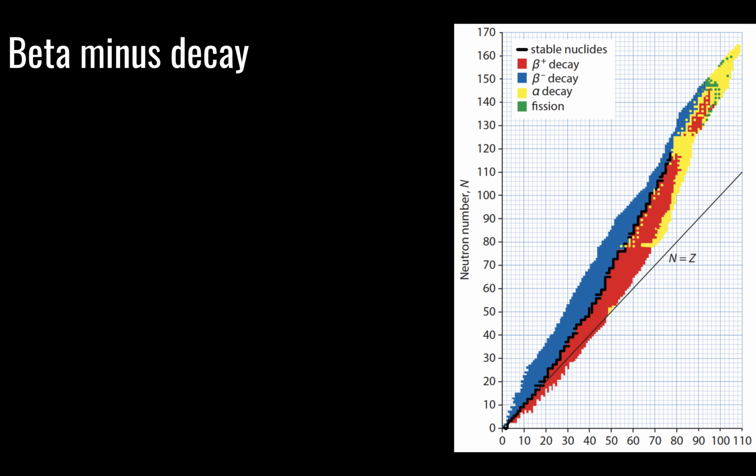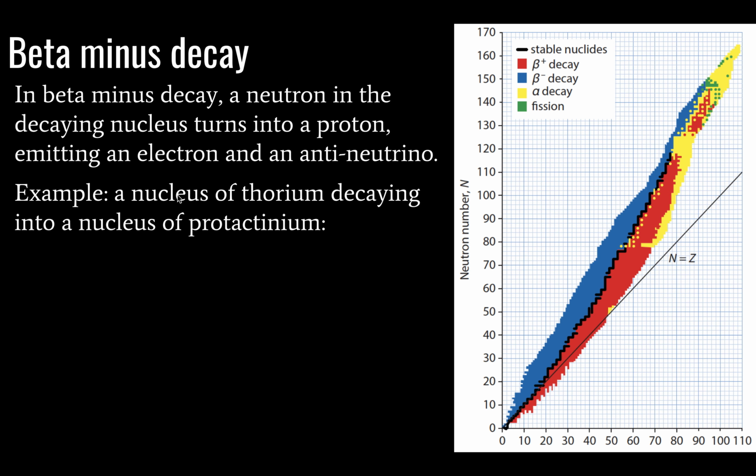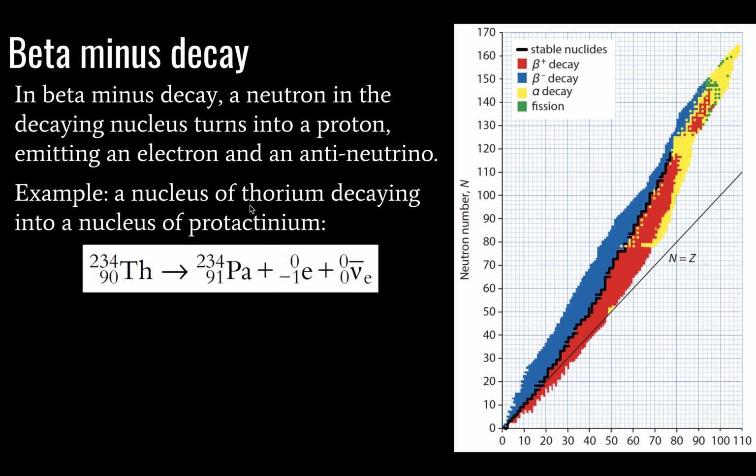Okay, so beta minus decay looks a little bit different than our alpha decay. Incredibly, this involves a neutron in a decaying nucleus turning into a proton. And in this process, it emits an electron and an antineutrino. Later on, at the end of topic 7, we're really going to take a look at this decay, and we're going to diagram it using Feynman diagrams, which is pretty fun. An example here would be thorium nucleus decaying into protactinium. Say that 5 times fast.